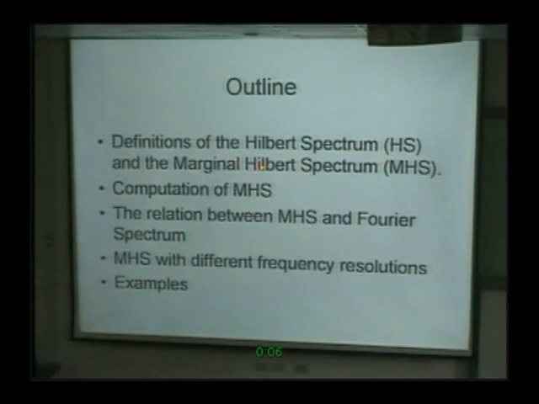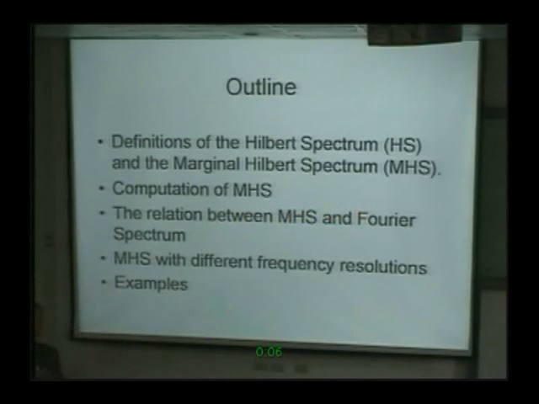The definition of the Hilbert spectrum and the marginal spectrum. First, we give the definition, and then we'll show you how to compute it. And then the important thing is the marginal Hilbert spectrum, the relationship between this and the Fourier spectrum.